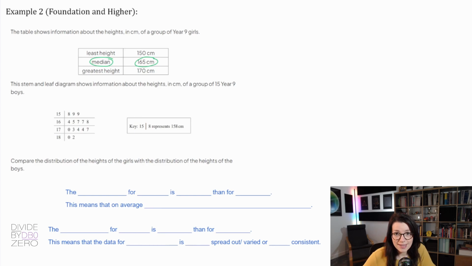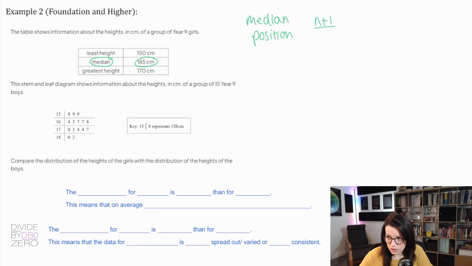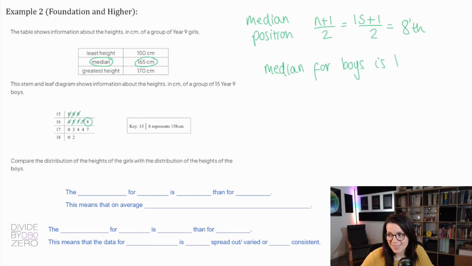For the boys, let's calculate that from the stem and leaf diagram. Different people do this differently, but I prefer to use the method where you calculate the median position and then you work out where that is in the diagram. N plus 1 over 2, N being the number of data points. So there are 15. So we do 15 plus 1 over 2, which is the 8th data point. Let's go ahead and find that in the stem and leaf diagram. 1, 2, 3, 4, 5, 6, 7, 8. That shows us that the median for the boys is 168 centimetres.